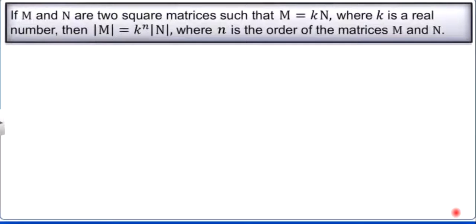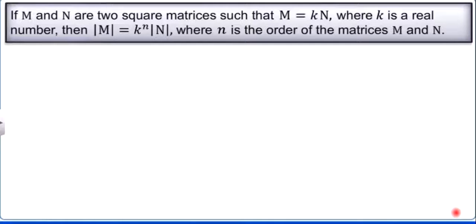The next result is that if M and N are 2 square matrices such that M is equal to K times N, where K is a real number, then the determinant of M is equal to K raised to the power of n times the determinant of N, where n is the order of matrices M and N.